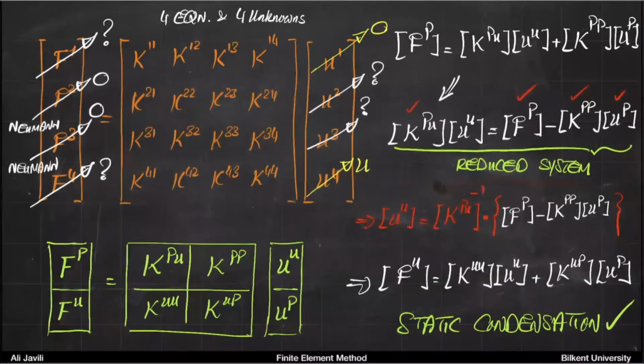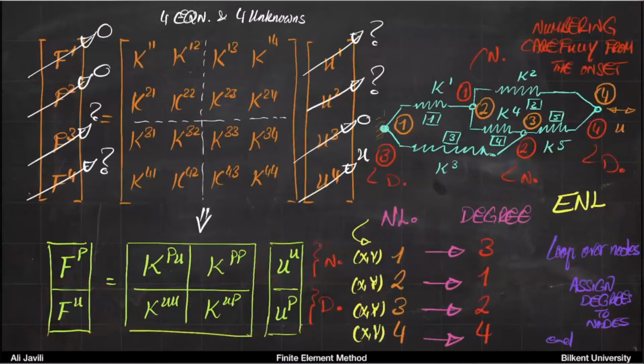And this process, we call static condensation, or you may think that static condensation has two steps. In one step, you calculate the unknown U's, the unknown displacements. In the second step, you calculate the unknown forces. So in a two-step process, you can solve your system, and that's that. And then the only question would be, how would I number the nodes, or how would I assign these degrees such that my system will be nicely sorted like that?